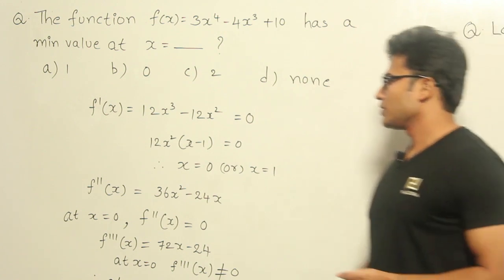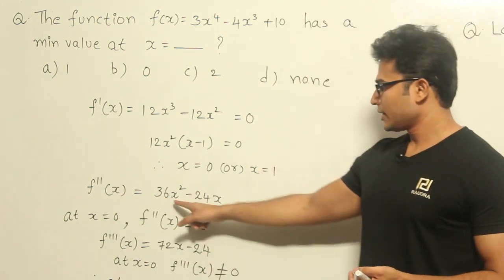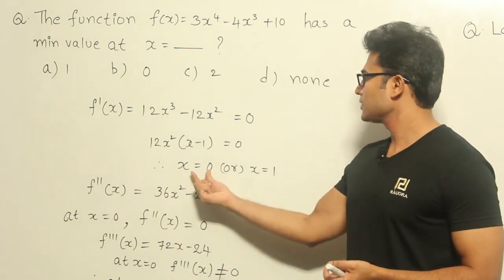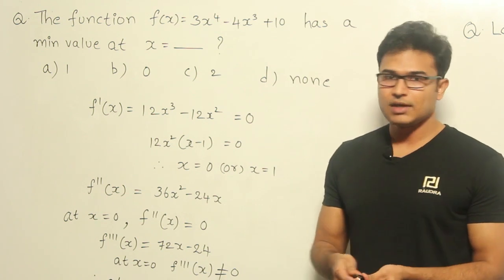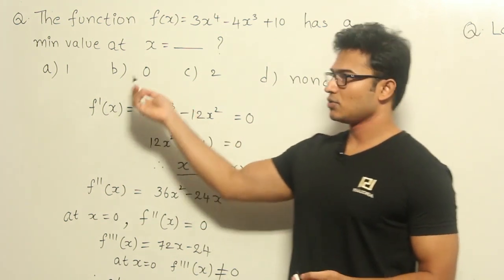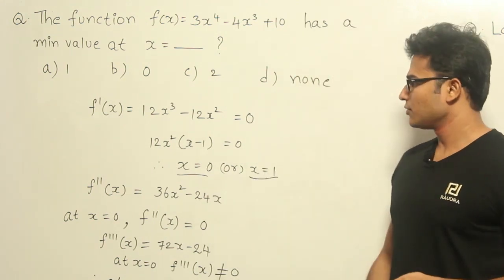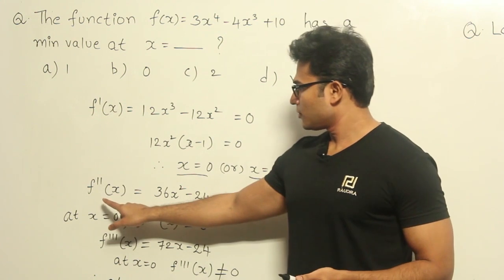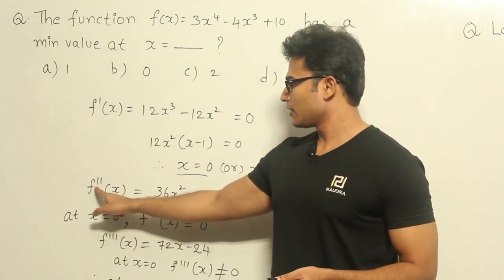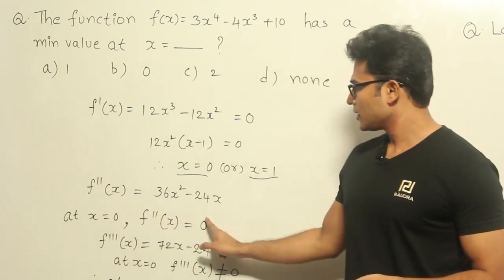Okay, now if we find the second derivative, we get this function. Now in this second derivative, try to substitute these values. So let's test for x equal to 0 first and then x equal to 1. Because in the options both 1 and 0 are given, so let's test both of them. Now if I substitute 0 in place of x in f double dash, I am going to get the answer as 0.